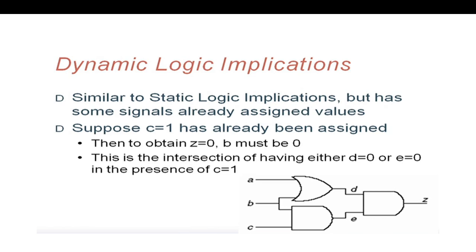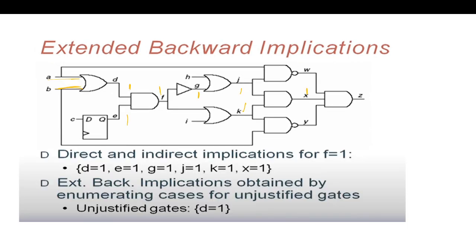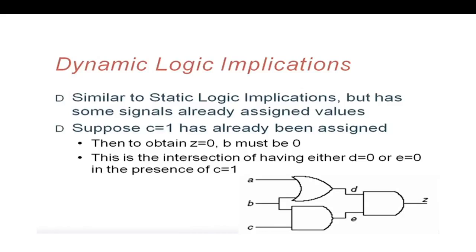The static approach was that we didn't have any other values fixed. It was completely all values are don't care. In the dynamic approach, we have a particular value fixed. Say suppose C is 1. We can't change the C. C is already assigned. In such a case, if we want to obtain a 0 here, how can we perform the implications?